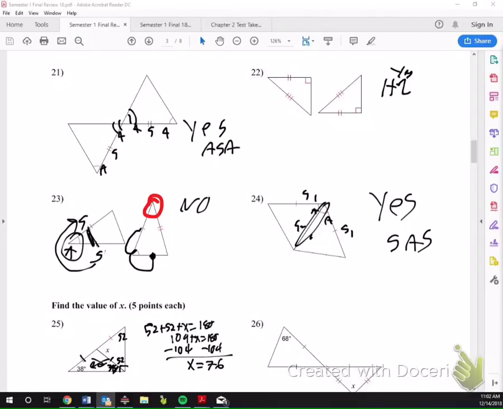Okay. Number 26, same general idea. We have an isosceles triangle, so the base angles are congruent. If one's 68, the other one's 68. That means that the missing angle right there is 44. I got that by going 68 plus 68 is 136, and to get from 136 to 180, we need a 44 degree angle.